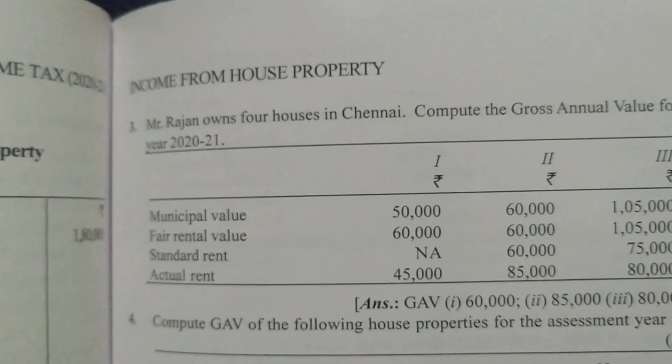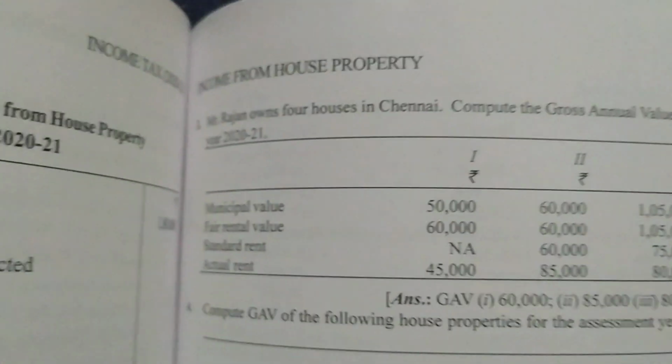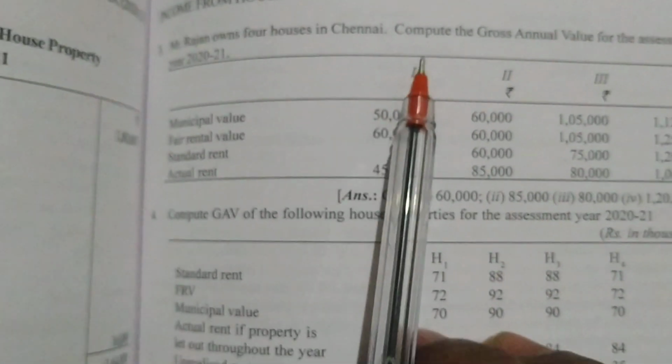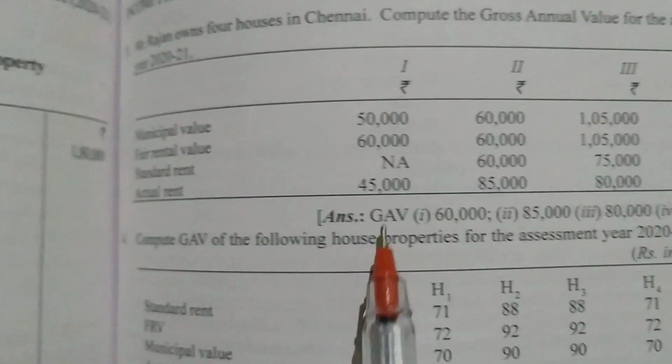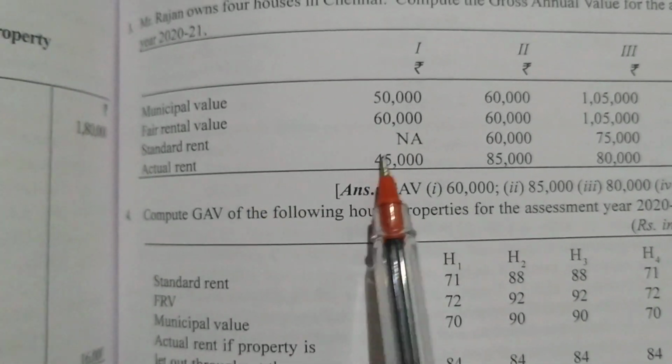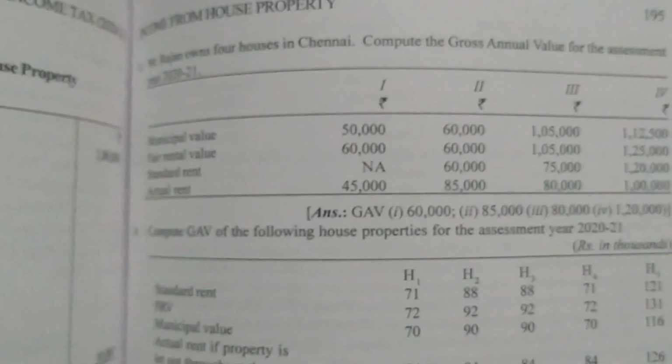Mr. Rajan owns 4 houses in Chennai. This is also easy. He is having 4 houses in Chennai. So compute GAV from the following information. Municipal rental value, fair rental value, standard rent is given, actual rent is given. So all information is given. Again you have to write like this. You have to do like this. See.